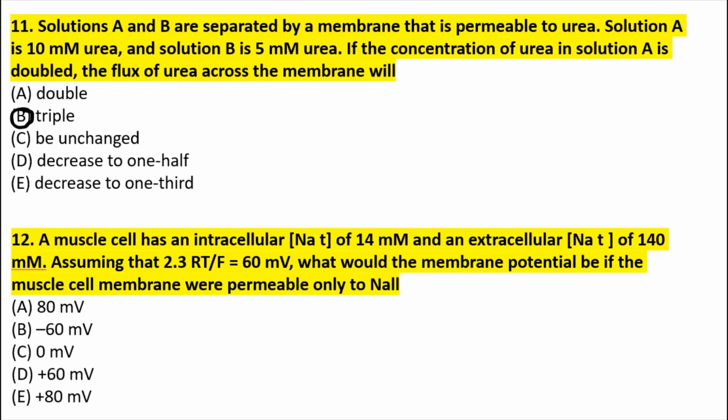12. A muscle cell has an intracellular sodium of 14 millimolar and an extracellular sodium of 140 millimolar. Assuming that 2.3 RT over F is 60 millivolts, what would be the membrane potential if the muscle cell was permeable only to sodium? So the answer here is D. It would be plus 60 millivolts. The reason why it's plus 60 millivolts is because sodium is positively charged.